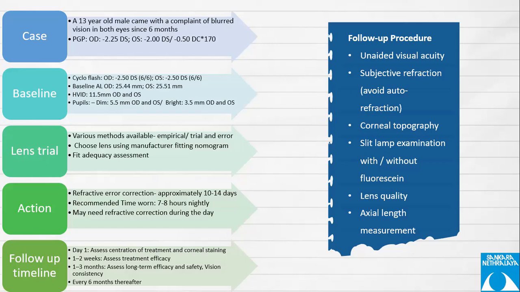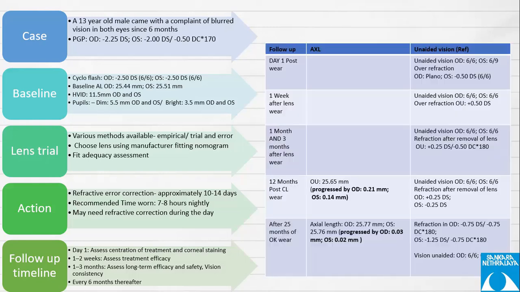So every follow-up procedure, we follow an unaided visual acuity. We remove the Ortho-K lens and measure the visual acuity and a subjective refraction. It's better to do subjective rather than auto-refraction. Corneal topography, to see how the corneal topography has changed from the baseline. The central should be flat. Slit lamp examination with and without fluorescein dye. Lens quality assessment and axial length measurement to document progression.